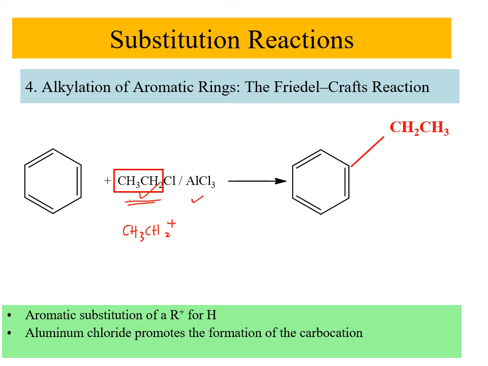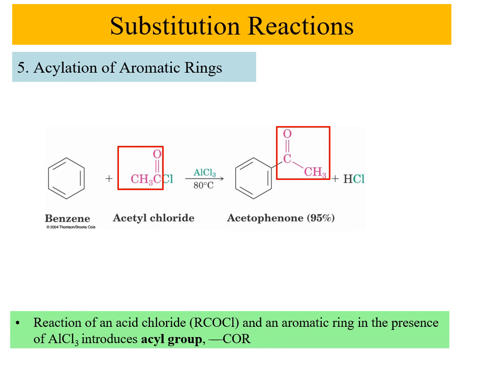Lastly, benzene can undergo acylation of aromatic rings, whereby this is an acid chloride that has a general formula RCOCl, with a C double bond O. So this part will be substituted to the benzene ring with the presence of aluminium chloride.